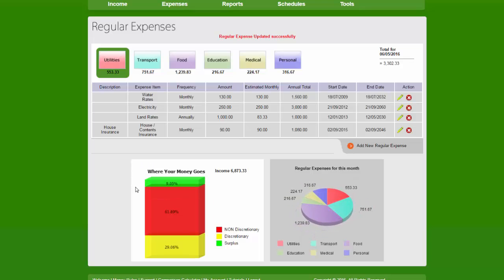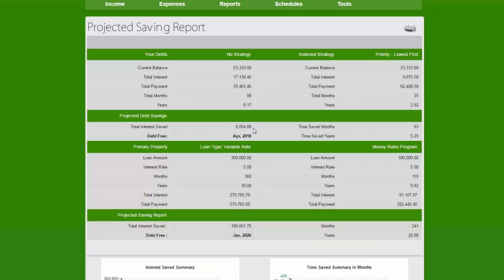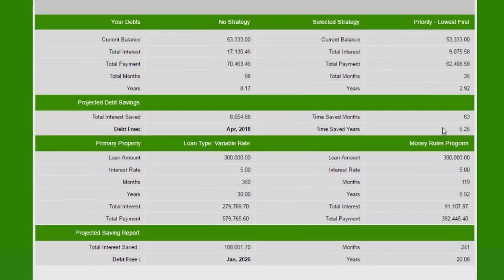And after making those changes, we found that we've got them up 9% or $622 above the line. They're saving $8,000 and they're saving 5 1/4 years. When they finish paying off these debts in 3 years, they'll take that same money they were paying these debts off with, roll it on top of this mortgage, which was 30 years at 5% interest. They were going to pay $280,000 in interest for a total of $580,000. We are now going to have them out of debt in 9.92 years.